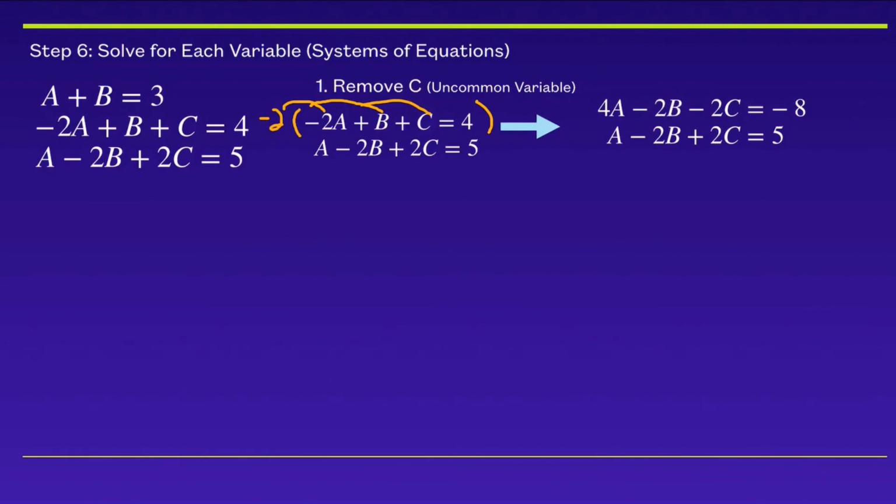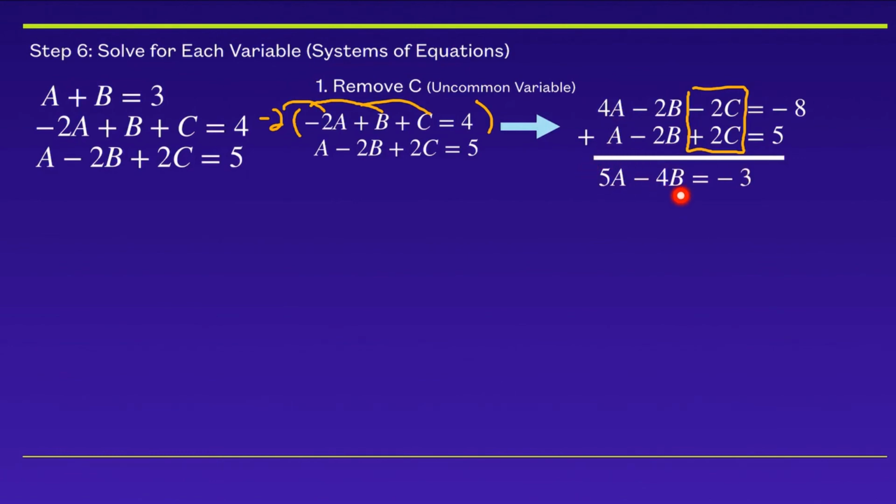Negative 2 times c is negative 2c, and then we have negative 8. Now that we have this situation, you can see that we can cancel the c's. Those can go. So we're going to combine these equations, and now we can add everything. So when we do that, you can see we're going to have 4a plus a is 5a, we're going to have negative 4b, and then we'll have negative 3.